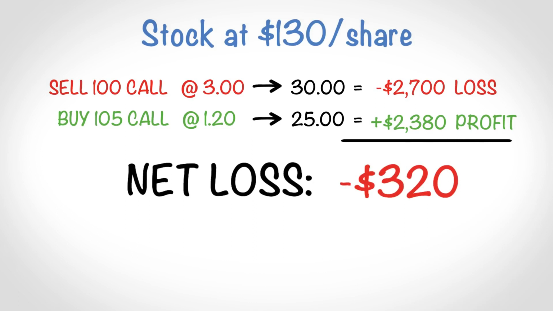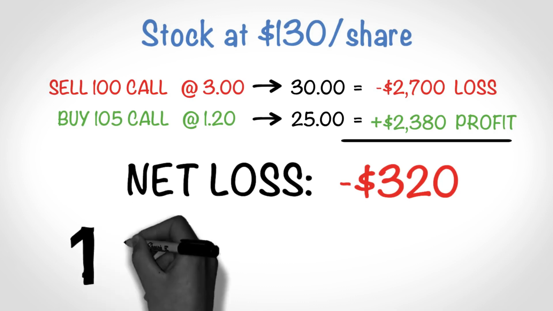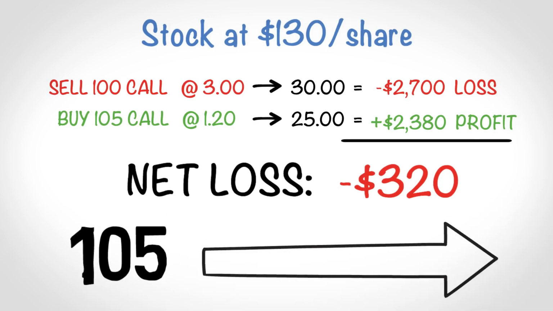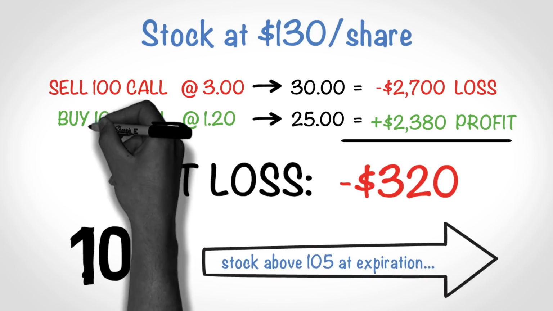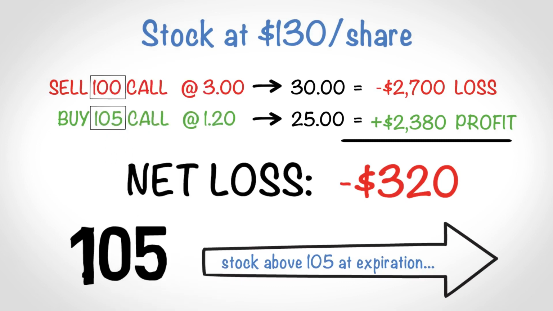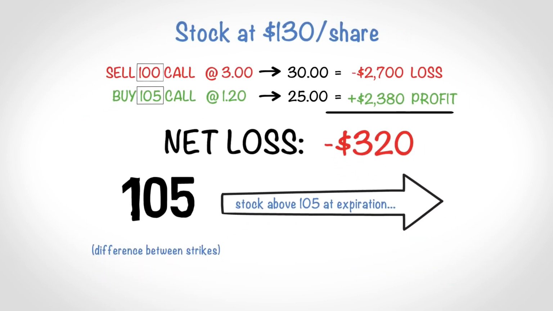Now again, we aren't really concerned about each individual leg of the trade. The loss of $320 will be the same whether we're at 130 or 190 or any other number above $105 per share. If we are above $105 per share, the net price of the vertical spread will be worth the difference between the strike prices we chose when we opened the position. The difference between the strikes in this example is 5 points.